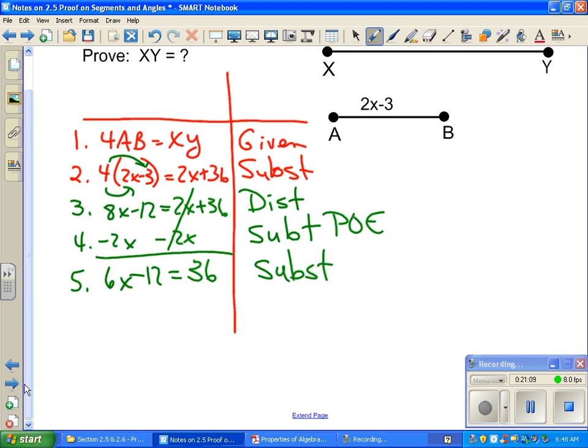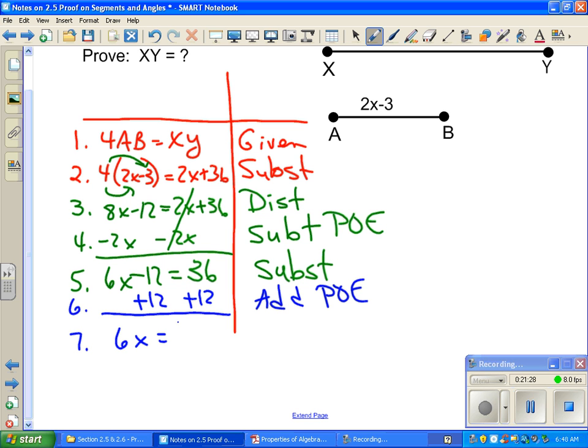Now, we're down to that two-stepper. That same thing we keep looking at all the time. So we have plus 12 on each side. That's step number 6, and that means we're adding. The addition property of equality says we can add to both sides. 6x equals 36 and 12 make 48. I substituted in the answer.